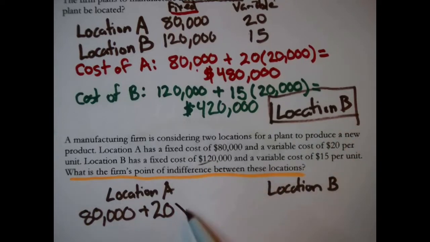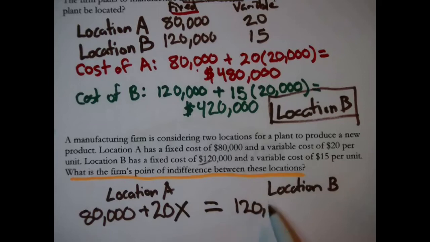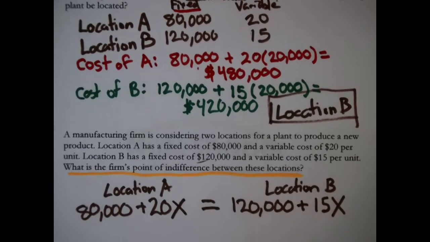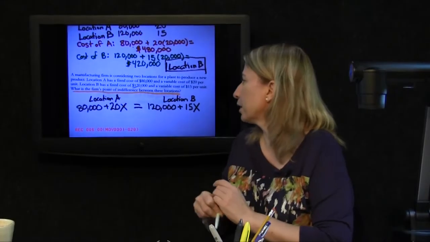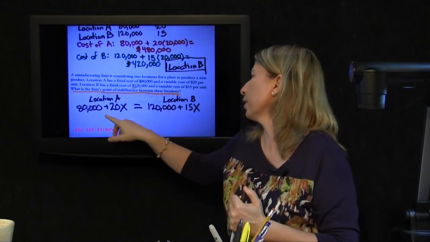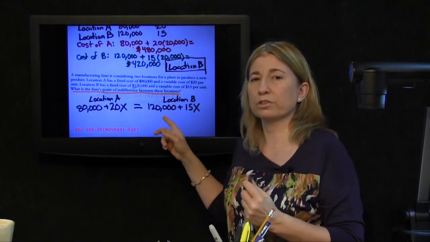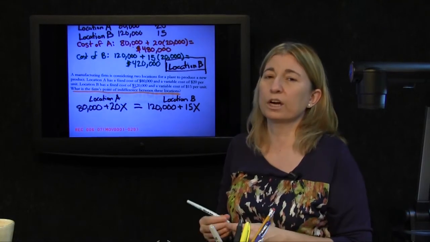But I am interested in, and this is the mystery, so I'm putting an X there, exactly what amount would make the whole bill at location A exactly the same as the costs incurred at location B, which would be $120,000 of fixed costs plus $15 a unit. But there we go, we've just spelled it out algebraically. When would the cost at this location balance the cost at that location? Then you'd be indifferent, you wouldn't care.